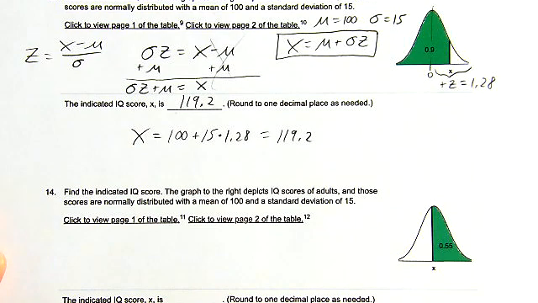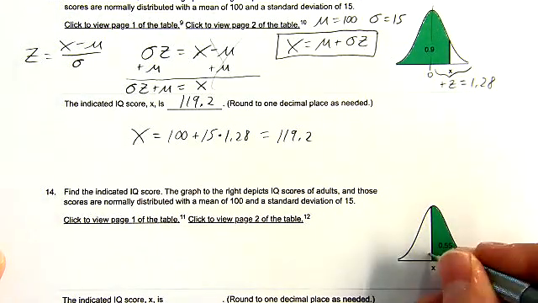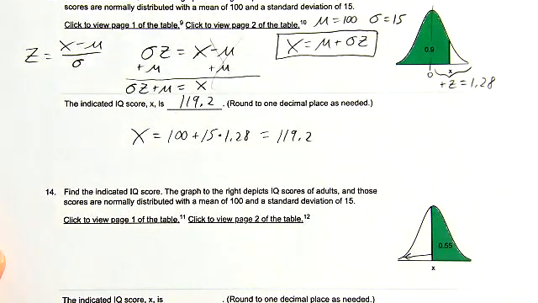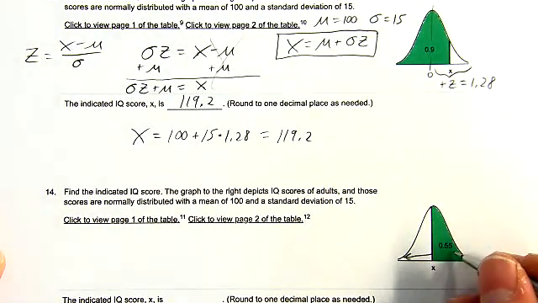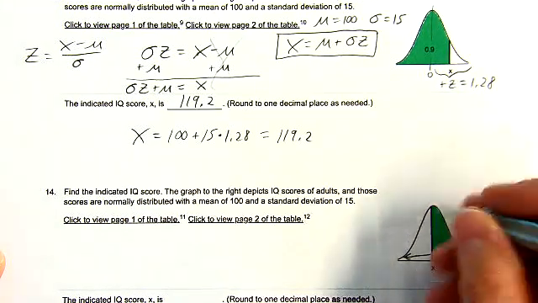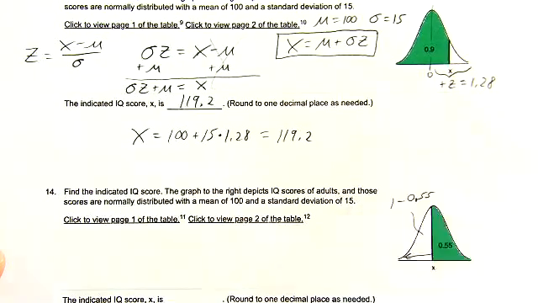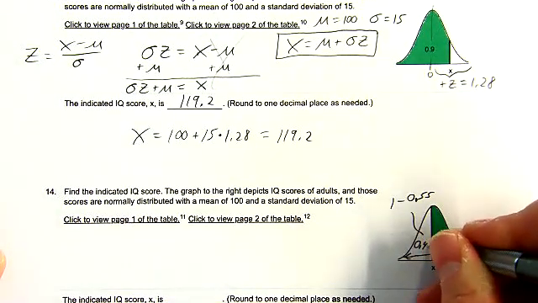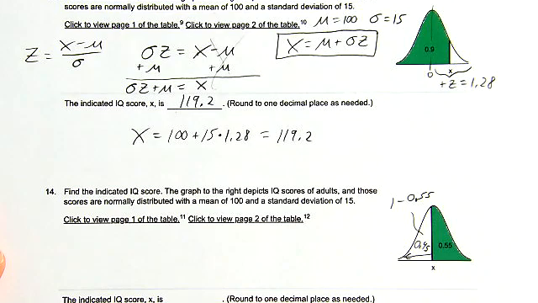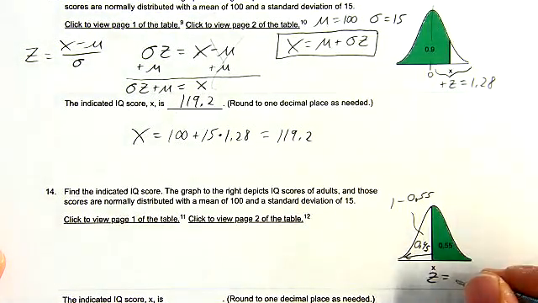Okay, 14 is pretty similar, but there's one wrinkle. They gave us the area to the right of the x value, but the table that we look up always gives me areas to the left. So you don't actually want to look up 0.55. You want to look up 1 minus 0.55, which would be 0.45. So we're going to look up 0.45.